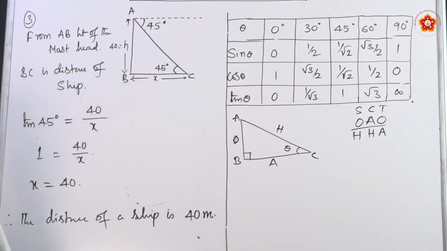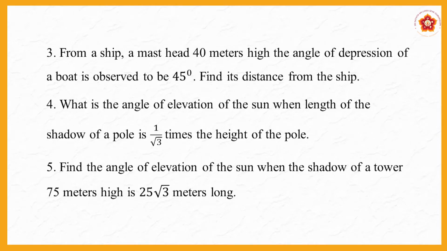Let us move on to another problem. Look at this problem. What is the angle of elevation of the sun when the length of the shadow of a pole is 1 by root 3? From the last 3 problems, we found out the length of the tower, the length of the ship and so on. Now, we have to find the angle of elevation of the sun when the length of the shadow of a pole is 1 by root 3 times its height. That is what we are going to do now.